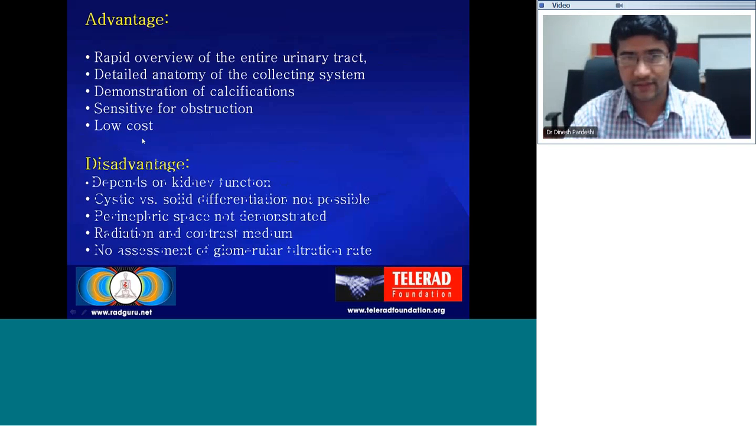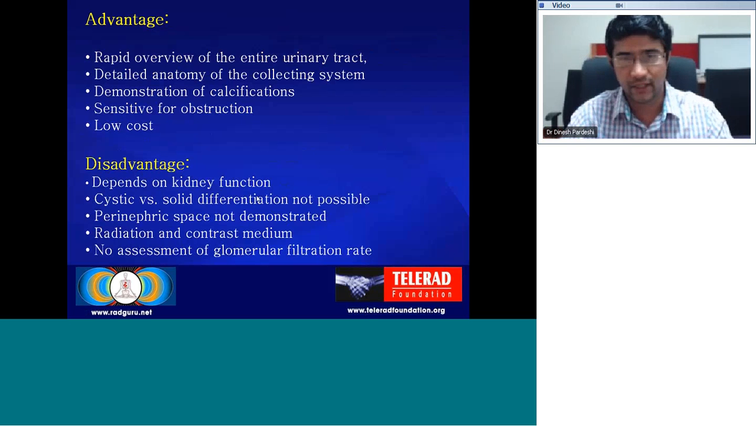But it has disadvantages. Okay, it depends on the kidney function. Suppose the serum creatinine level is high or the kidney is not functioning well, we may not see opacification in the nephrogram and the pyelogram, so it will not be of any use. Again, extra-urinary structures like the perinephric spaces or outside pathologies will not be evaluated, which may be the cause of the urinary tract obstruction.